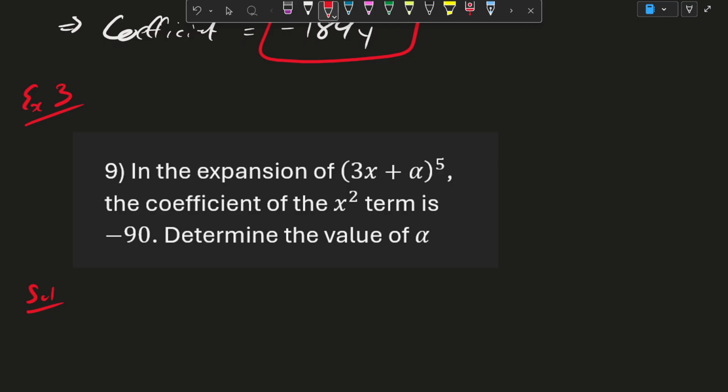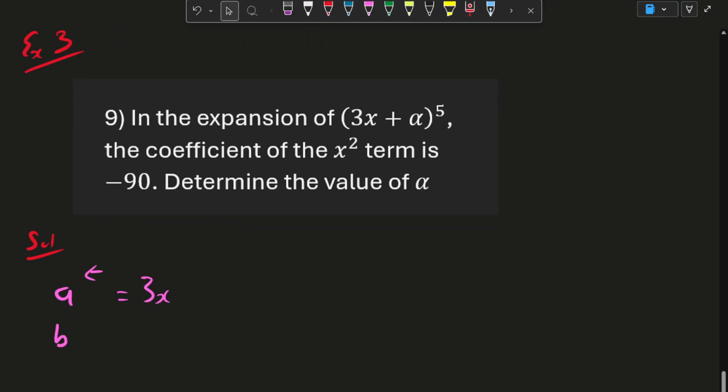So when we're expanding this, again, as part of our solution, we're going to let a, i.e. the amount of movements to the left, be the first function, which is 3x. And our b function, which is movements to the right, be alpha.